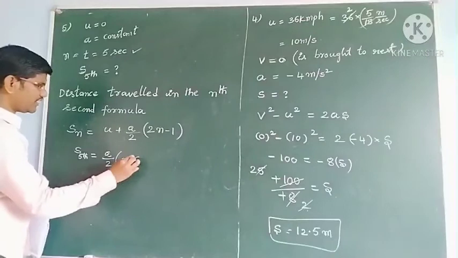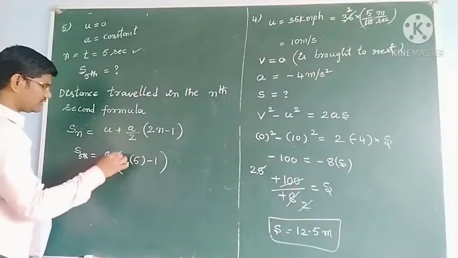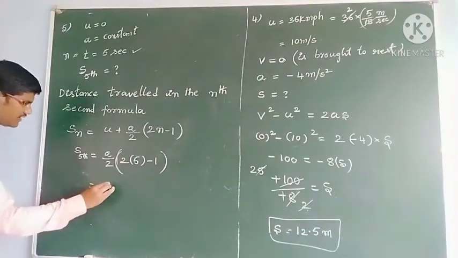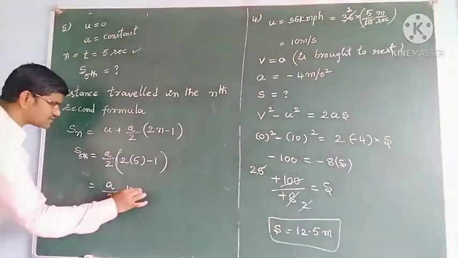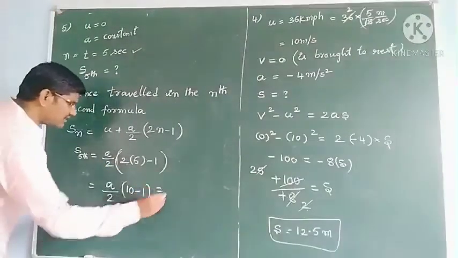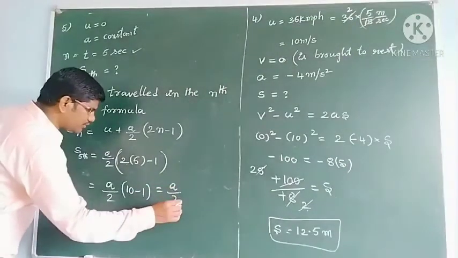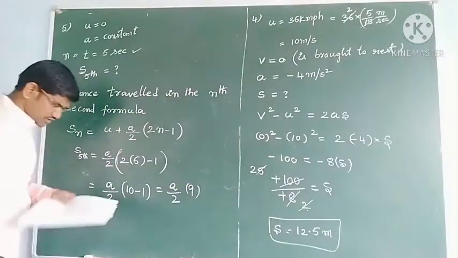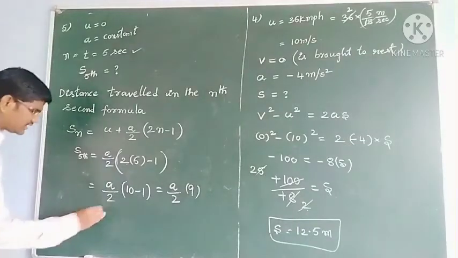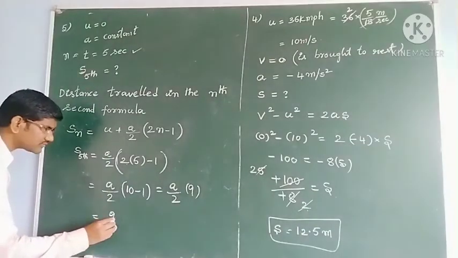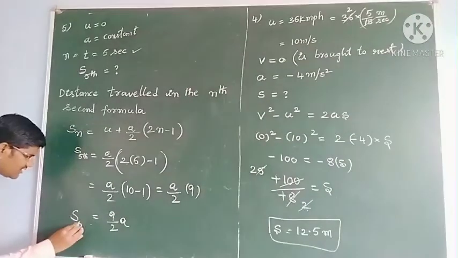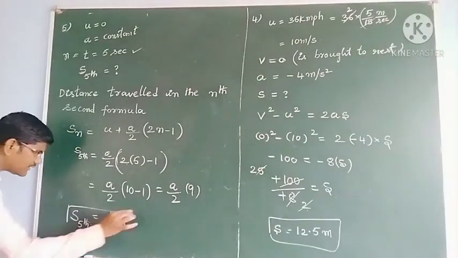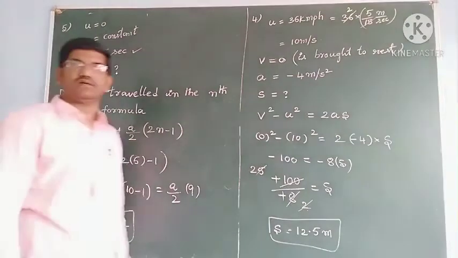Then what will happen, students? A by 2 into 2 5s are 10, so 10 minus 1. That implies a by 2 into 9. So 9a by 2 is the answer. 9 by 2 into a is the distance travelled in the 5th second. Okay students.